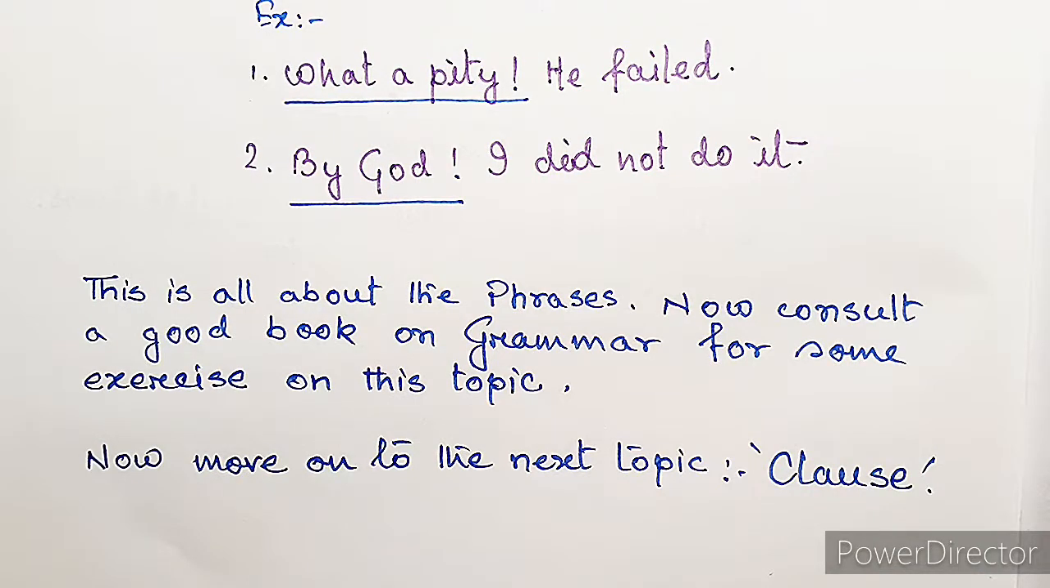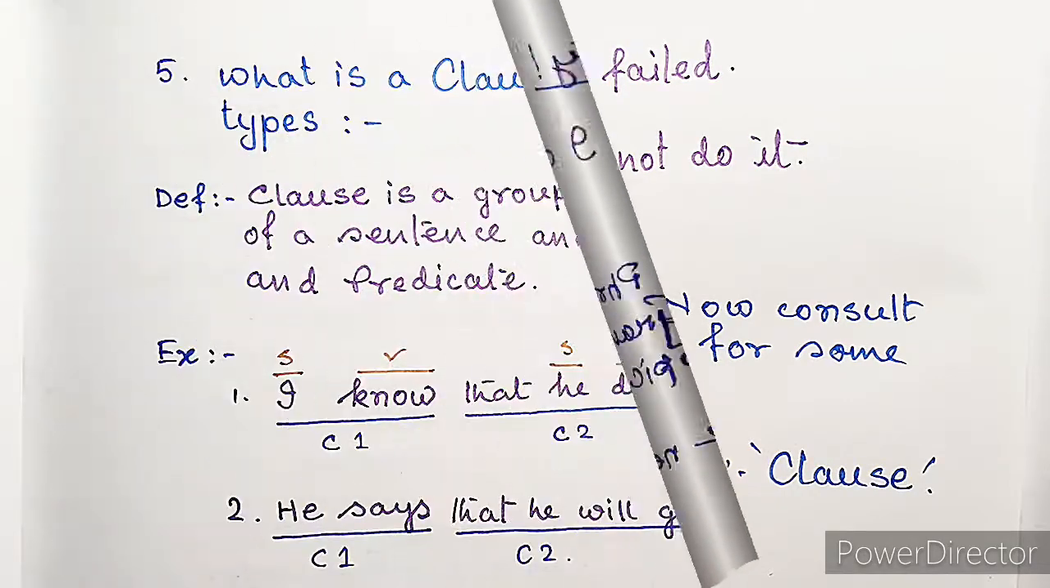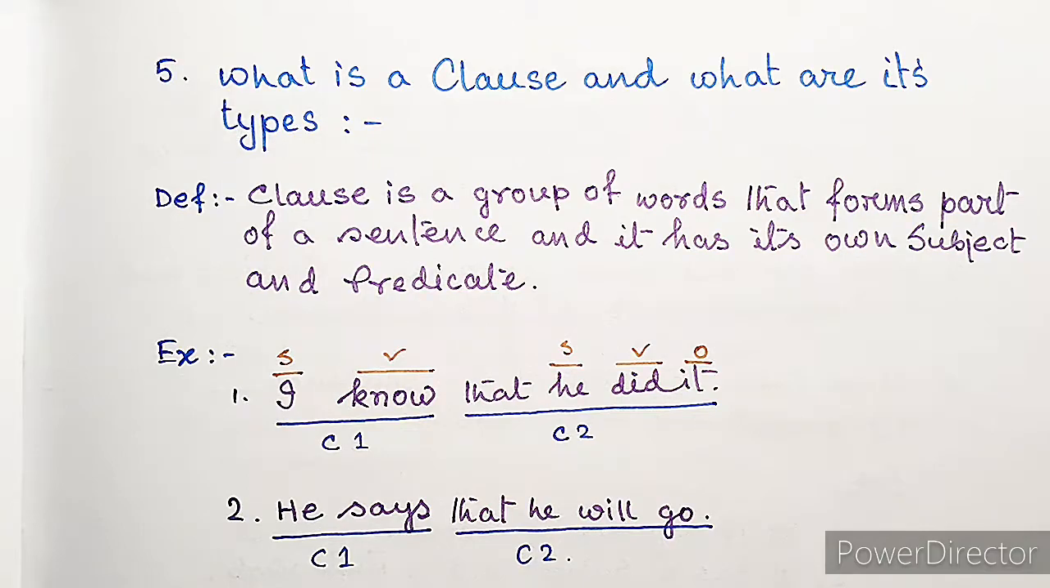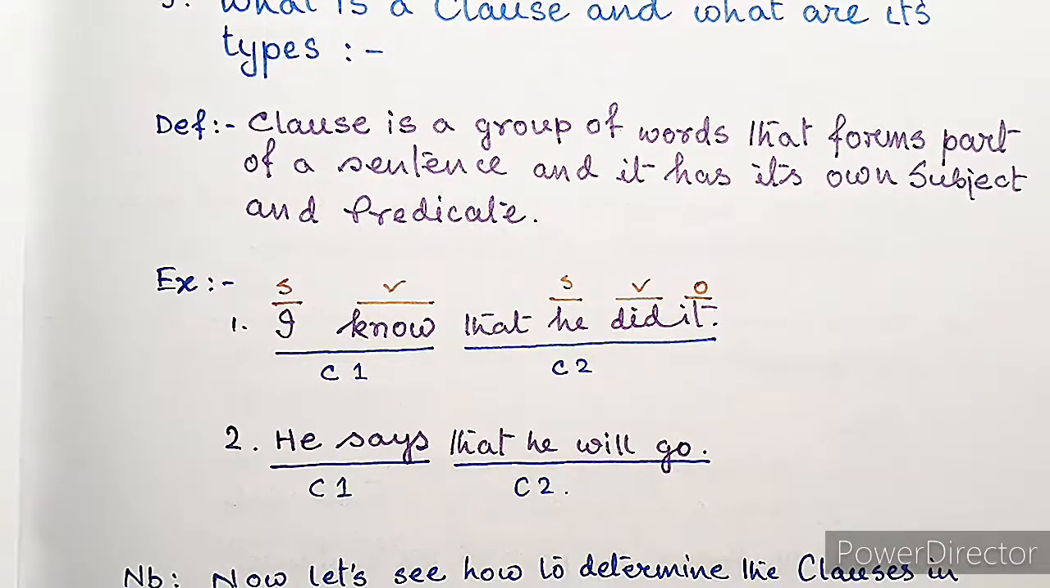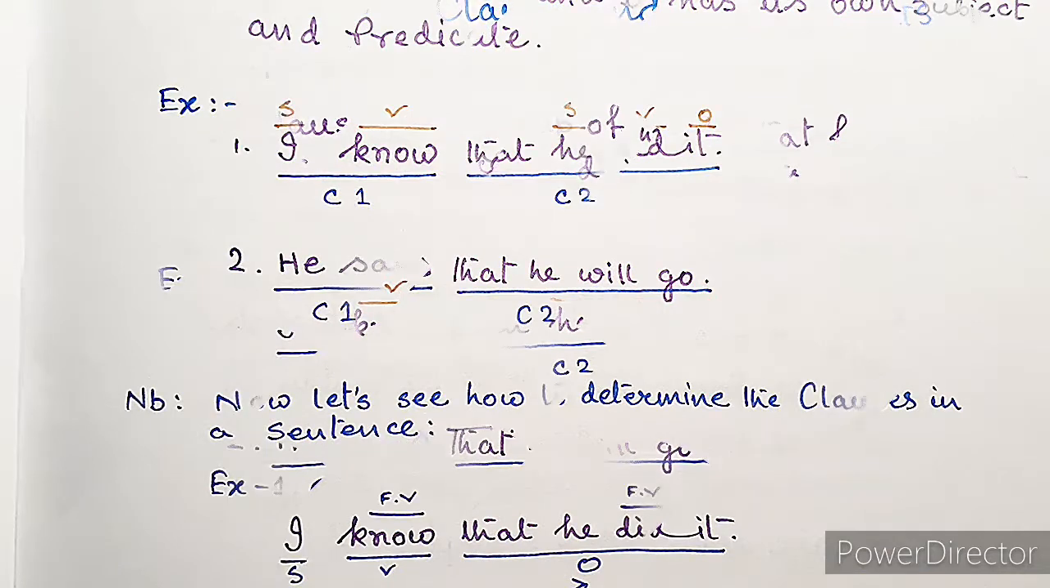Now consult a good book on grammar for some exercises on this topic. Now move on to the next topic, the clause. What is a clause and what are its types? Let's see what is the definition of a clause. A clause is a group of words that forms the part of a sentence and it has its own subject and a predicate. Now note the examples.